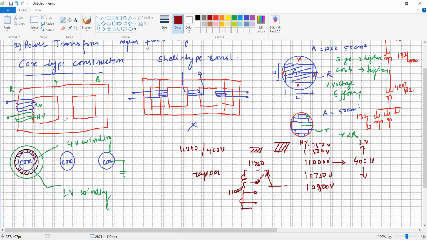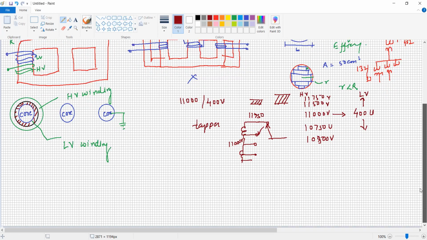So this is some construction point of a three-phase transformer. First is that the core is always a crucible core, either it may be a single phase transformer or three phase transformer, distribution transformer or power transformer. In case of three phase transformer, it is always core type construction. Shell type construction is not used in three phase transformers.